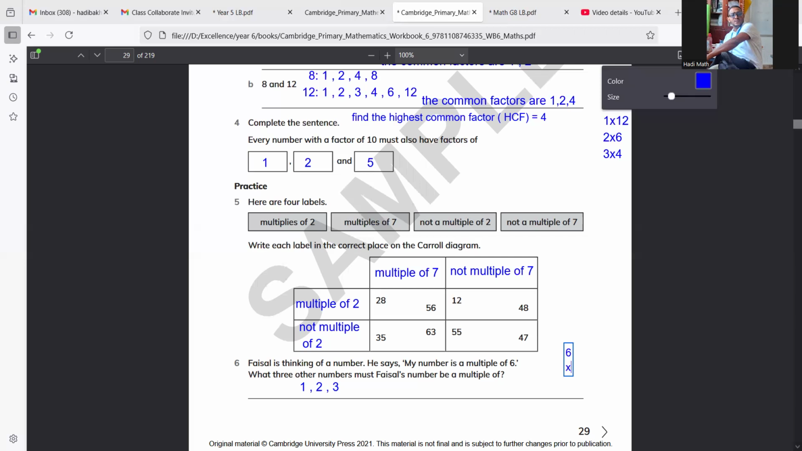1, you said what? 1 and 6, 2 and 3. Okay, so if a number is a multiple of 6, that means it's a multiple of 1, a multiple of 2, and a multiple of 3. For all of them. Any number that is a multiple of 6 is a multiple of all the factors of 6.